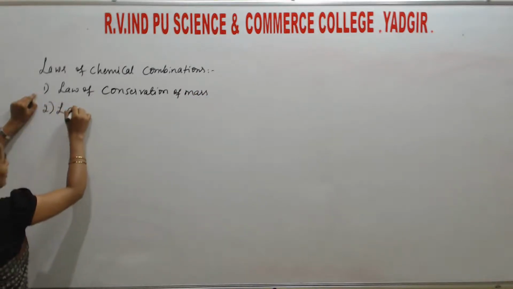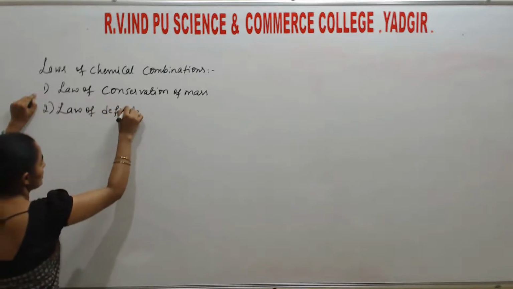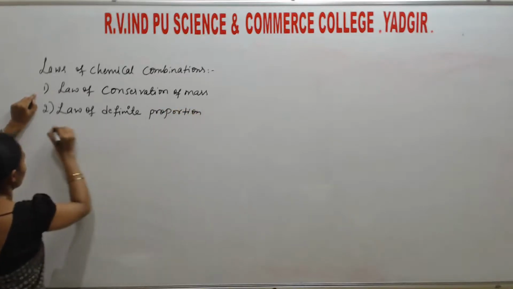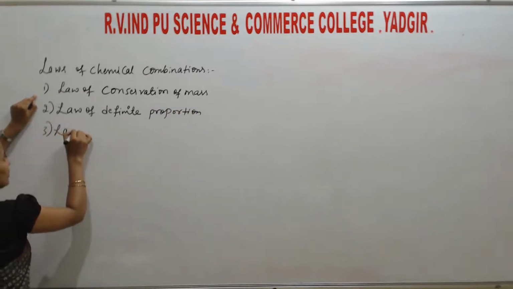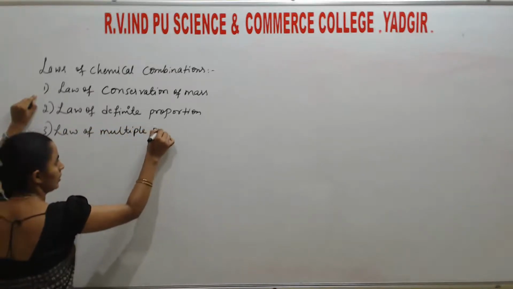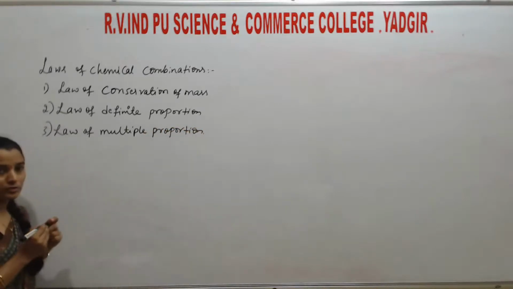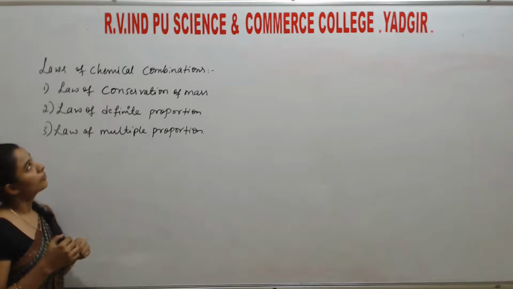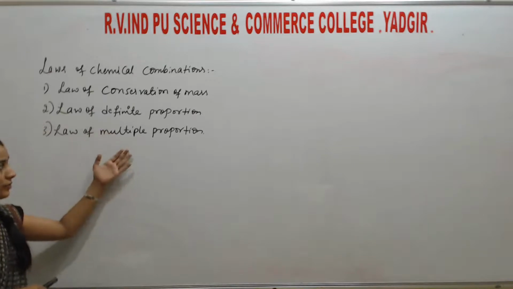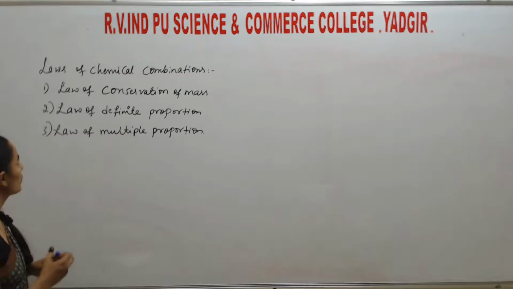Second, the law of definite proportion. The third one is the law of multiple proportion. Okay, students, three laws are there. In the laws of chemical combination, the law of conservation of mass is there, the law of definite proportion is there, and the law of multiple proportion is there. Then we will discuss them one by one.